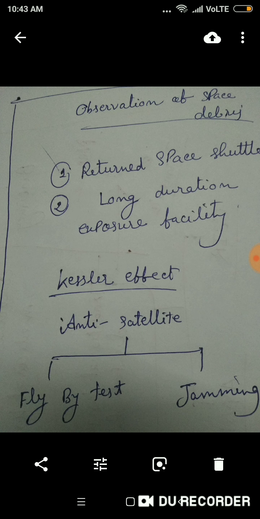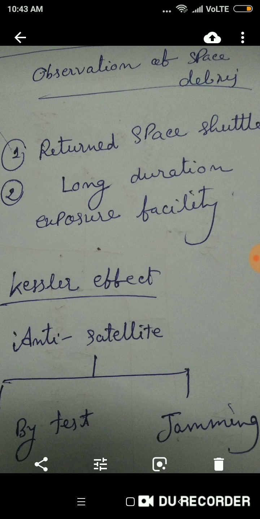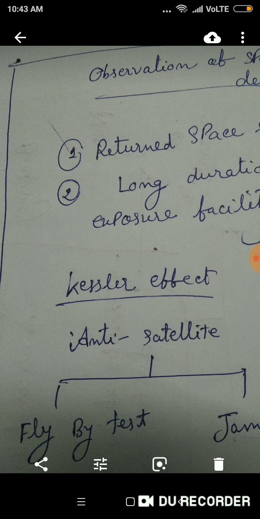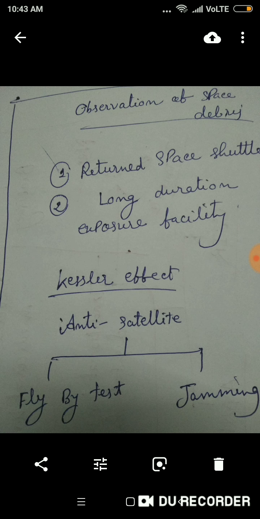And I already told you about anti-satellite methods. There are two methods: fly-by test and jamming. India has adopted the jamming method in its recent test.